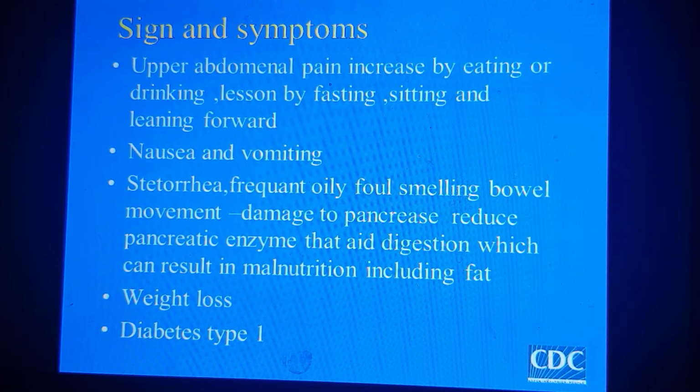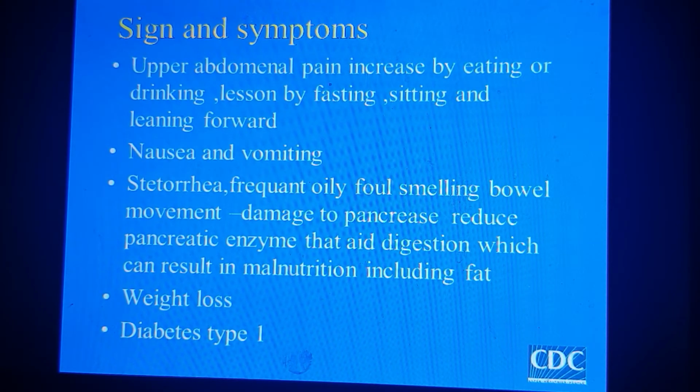What about the signs and symptoms? The presentation is also the same as acute pancreatitis, with upper abdominal pain which increases with eating and drinking, and lessens with fasting and sitting and leaning forward. Nausea, vomiting. But the difference here is steatorrhea because it takes a long time. Steatorrhea means frequent oily, foul-smelling bowel movements.